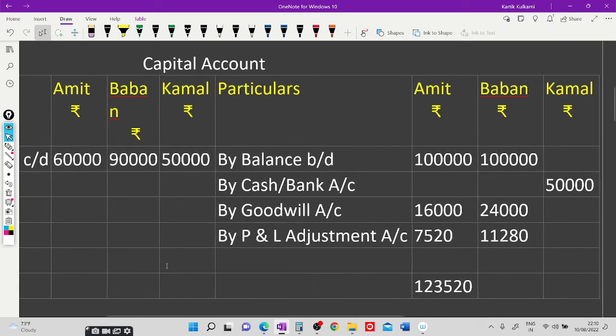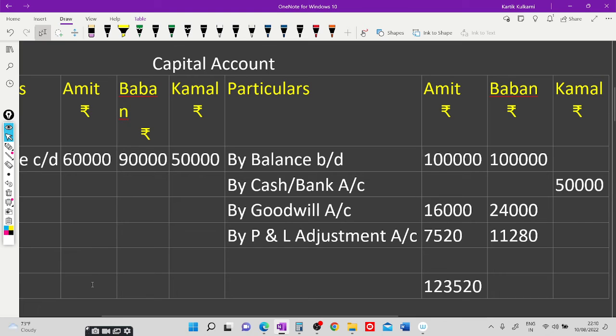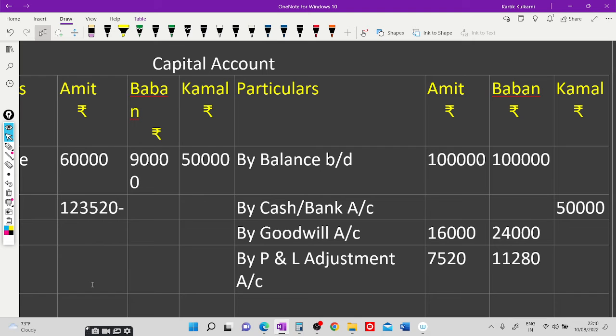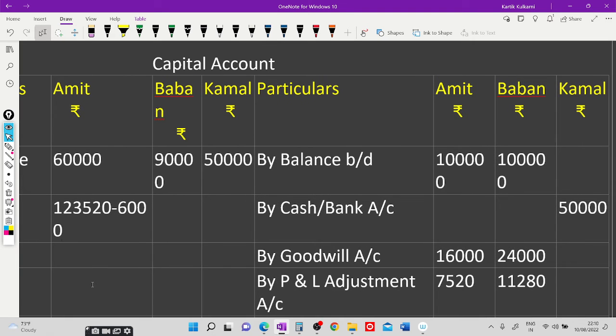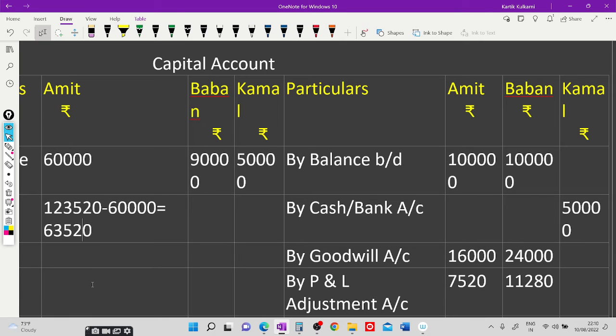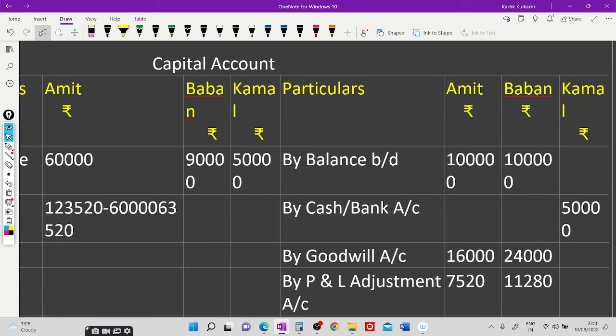Let's see the debit total of Amit. It is only 60,000. So naturally the credit is bigger than the debit. This amount will be the balancing figure. 123,520, that is the credit total, minus 60,000 is 63,520.